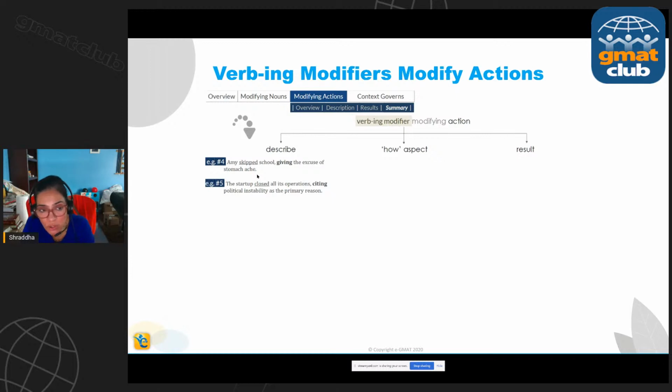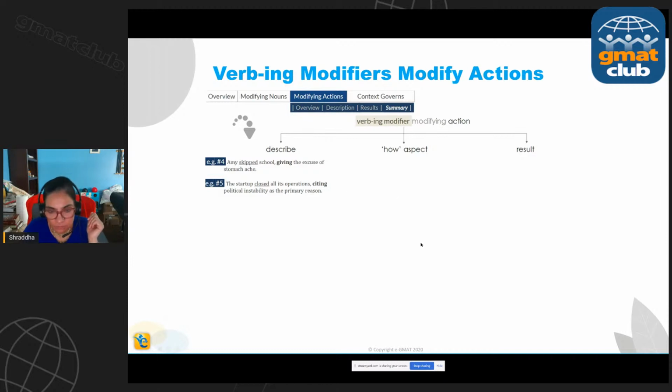And this is how we know that she skipped school. Next example we see here is that the startup closed all its operations, citing... so what was the reason given by the startup? Citing political instability as the primary reason. So again, we have a main clause here, and the comma plus verb ing modifier presents some information to support the main clause, to support the modified action.